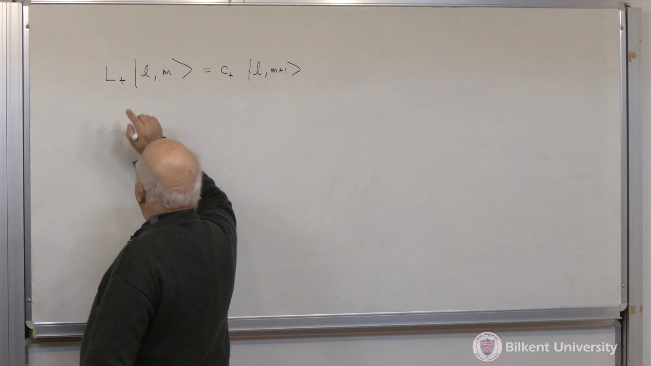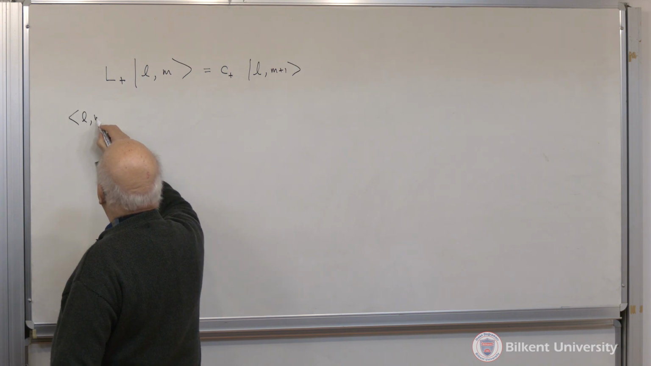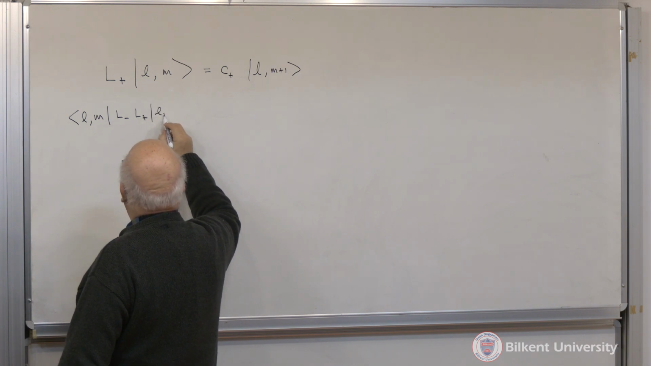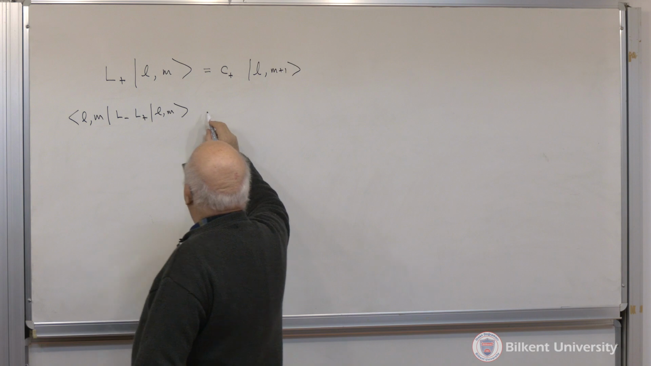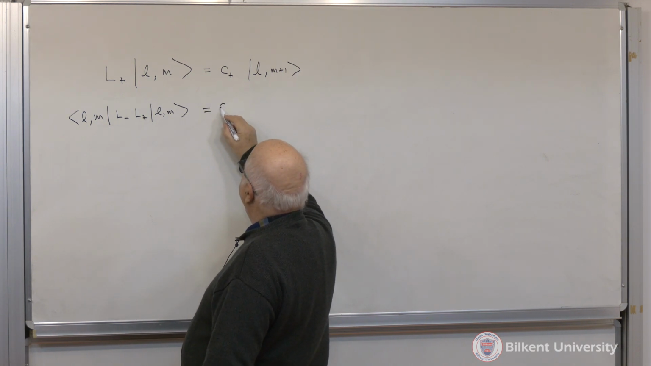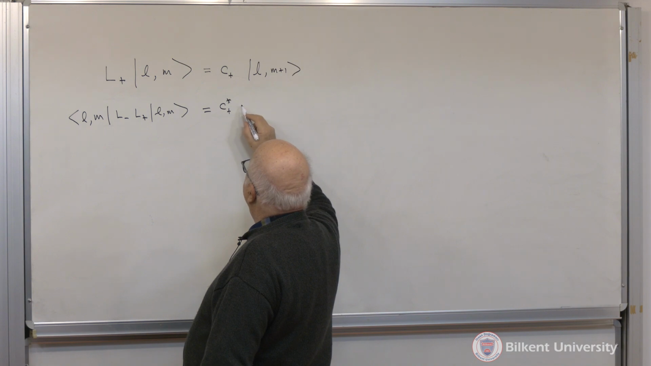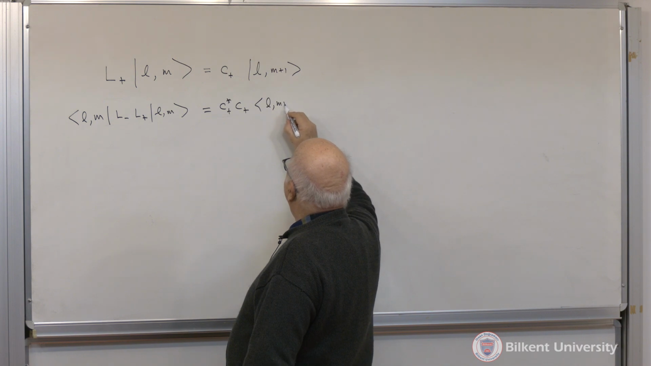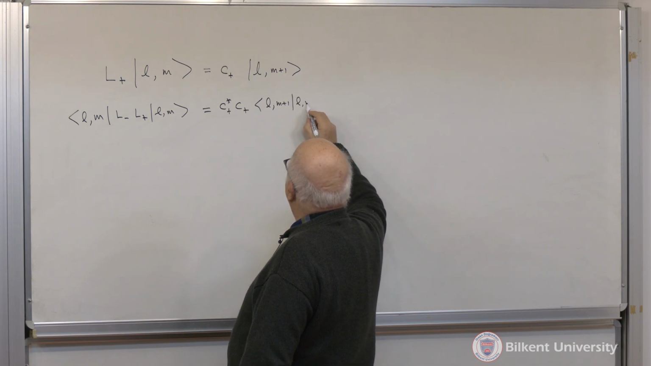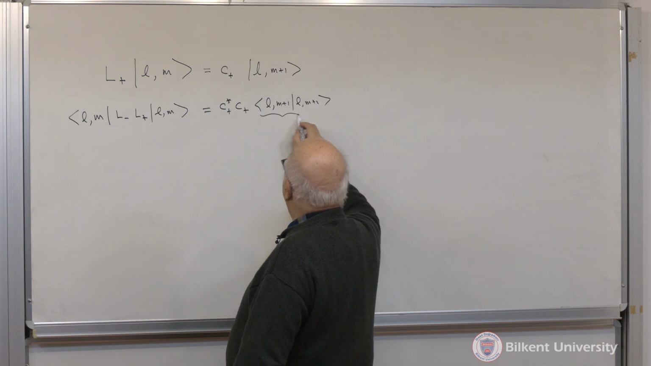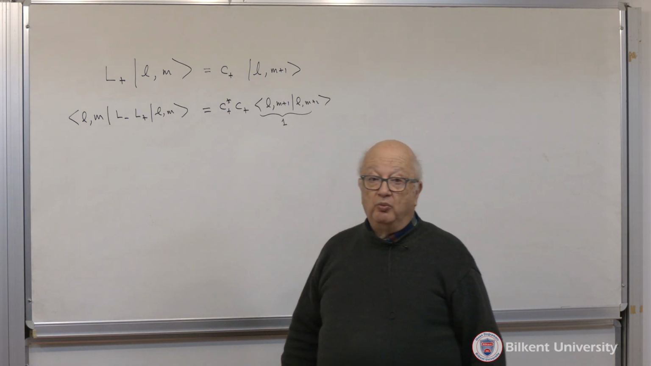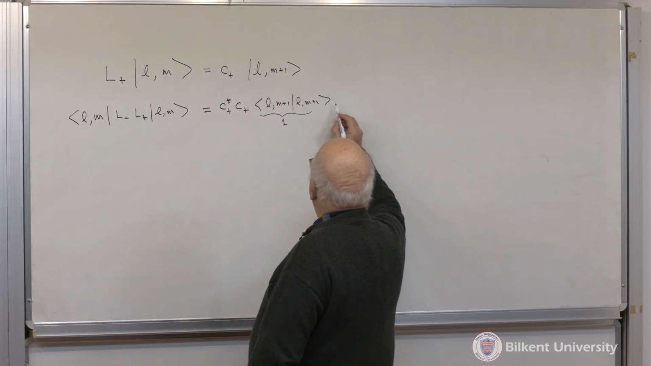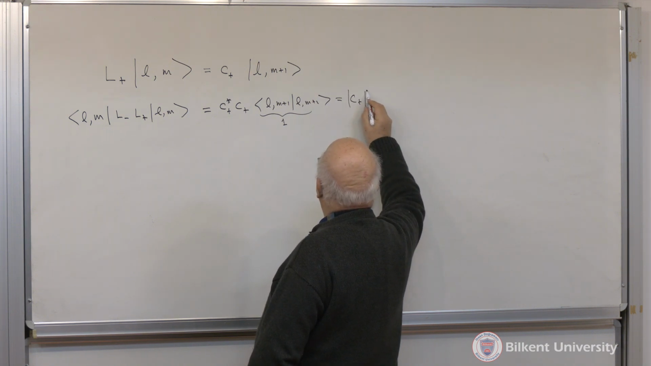So we know how to do this. Just use the adjoint: L m, L minus L plus, L m. On the right-hand side, the adjoint of C plus is C plus complex conjugate. So I still have the C plus, I'll take it out of the ket, and then the inner product L, m plus 1 with L, m plus 1. But I just told you that I want this to be equal to 1, normalized, so that disappears. So this right-hand side is just the magnitude of C plus squared.